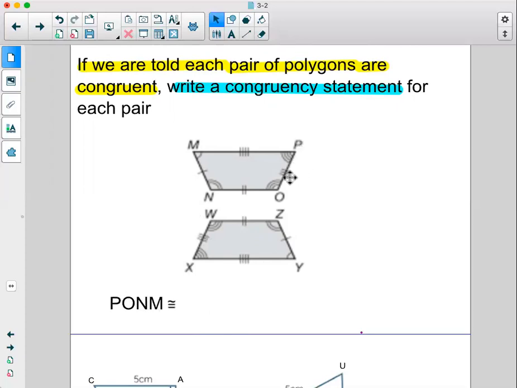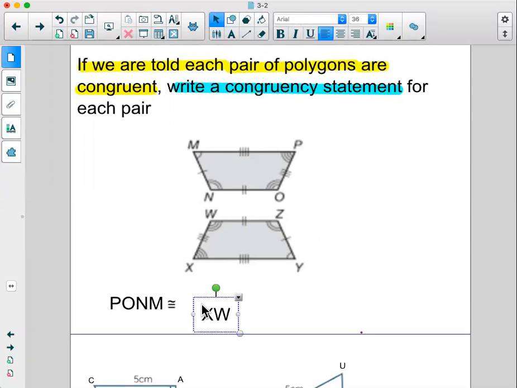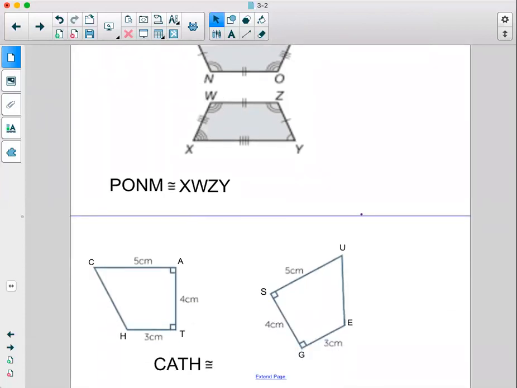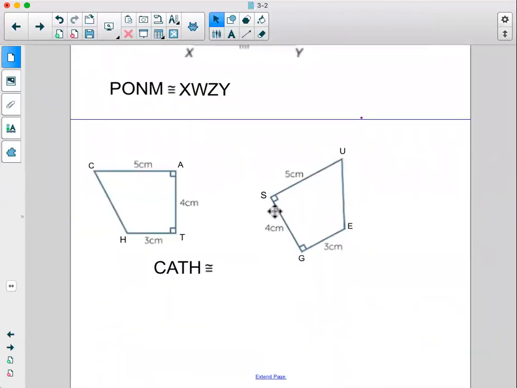So if I'm naming this P-O-N-M, it goes down the 3 scratch side, 2 scratch side, 1 scratch side, and the 4 scratch side. So 3, 2, 1, and then 4. So that means on this other shape, I have to go 3, 2, 1, 4. In other words, I have to go X, W, Z, Y, to complete my congruency statement so that everything that is the same lines up. P and X should line up and they have the same marks on them. All right, so you pause and finish the second pair.